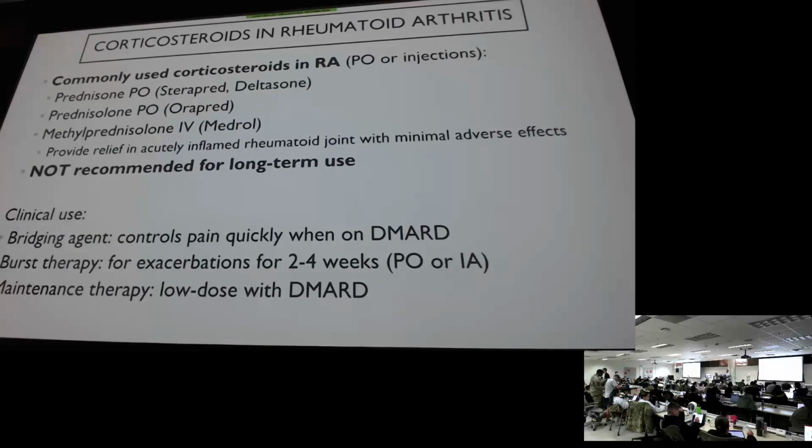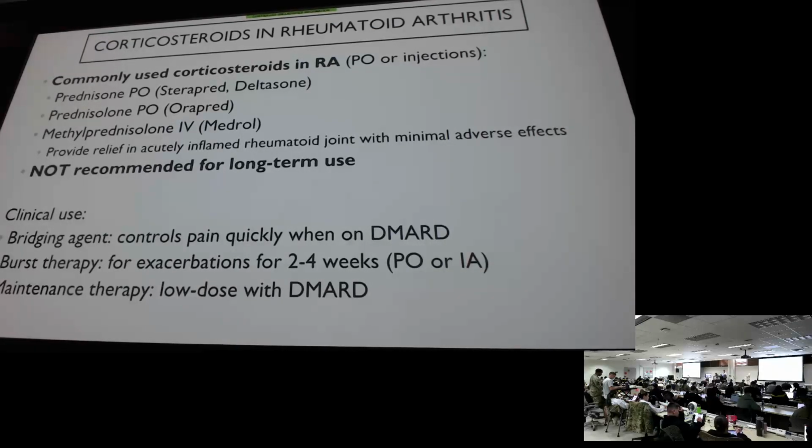So corticosteroids in RA, we already mentioned it. We can either do PO or we can do some injections. So for the PO, that's usually going to be prednisone or prednisolone. Prednisone has to be converted in the liver to prednisolone. So prednisolone is the active form. So if someone has liver disease, you can't use prednisone, you have to use the prednisolone.